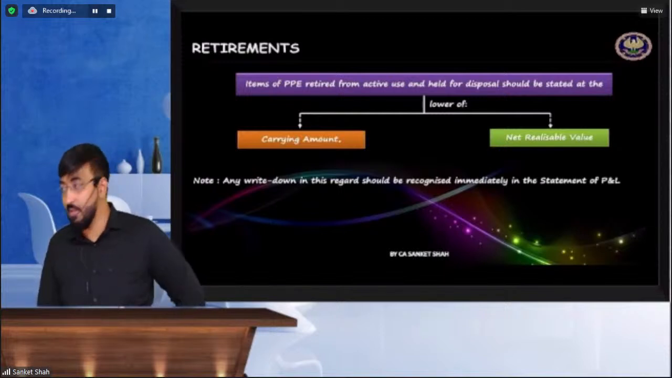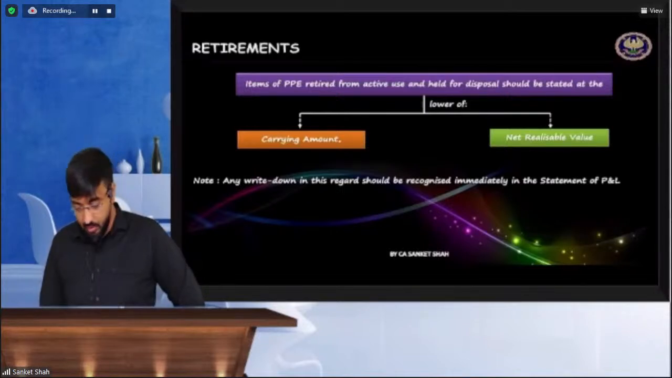So, the asset is recorded at which value? What is retirement? When it is retired from active use, or if it is held for disposal.